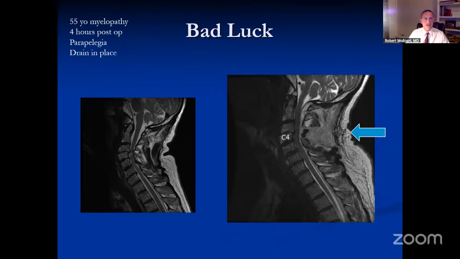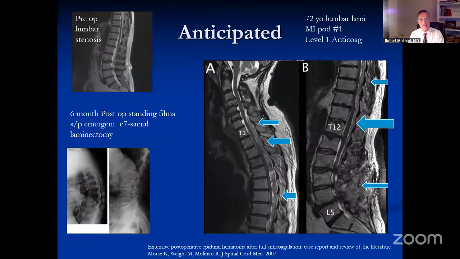Okay. Another category is just bad luck in surgery. It's a 55-year-old male who had a routine posterior cervical decompression from myelopathy, and 4 hours later became paraplegic with this massive epidural hematoma here pinching the cord. This patient required return to the operating room and had a decompressive procedure performed and regained neurologic function. But again, this patient was dry during the surgery. We had a suction drain in place. Everything looked good. And 4 hours later had an epidural hematoma and had to be rushed back to surgery.